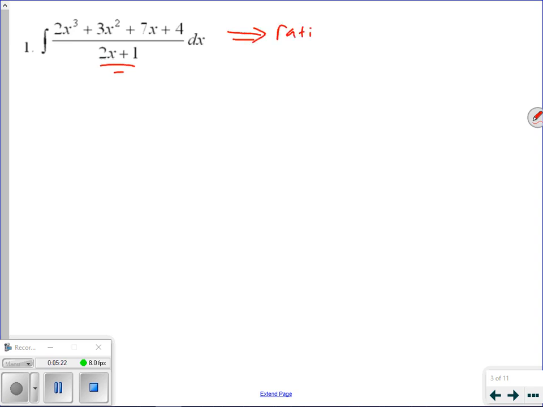It's definitely rational because we have something divided by something. Is it proper or improper? Well, you have a higher degree on top, so we're going to call this improper. And if it's improper, we want to divide first. So we are going to divide.